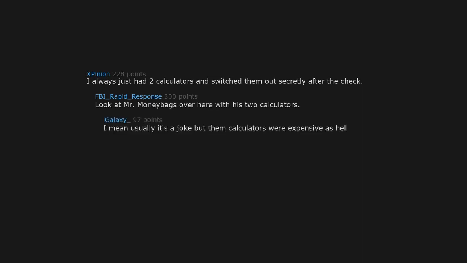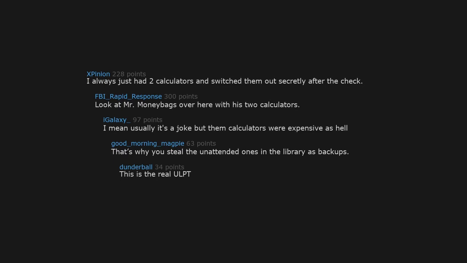I always just had two calculators and switched them out secretly after the check. Look at Mr. Moneybags over here with his two calculators. I mean, usually it's a joke, but them calculators were expensive as hell. That's why you steal the unattended ones in the library as backups. This is the real LPT.